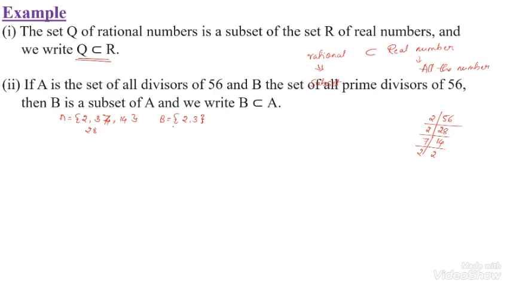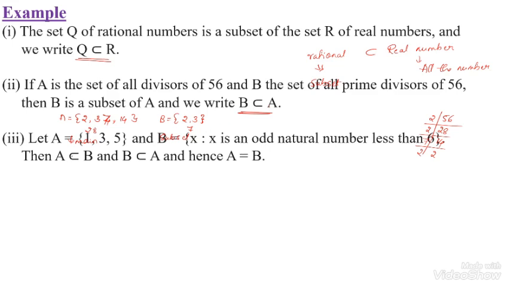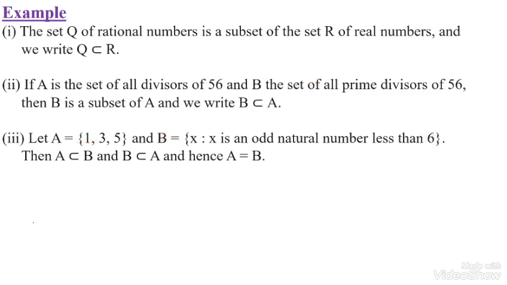Then we have to consider the set of all prime divisors. Here 2 and 7 are the only prime divisors. Here A is the main set and B is the subset, because the main set contains more numbers. So it is the main set and B is the subset. That's why we can write it as B is a subset of A. Now let us consider the third example. Let the set A contain 1, 3, 5 and the set B contain x such that x is an odd natural number less than 6.